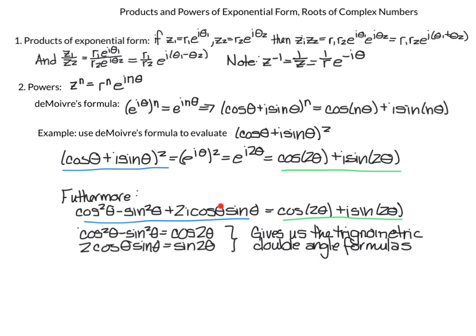Now equating the real part of the left-hand side of the equation with the real part of the right-hand side, the real part here is cosine squared theta minus sine squared theta, which will equal cosine 2 theta. Equating the imaginary part of the left-hand side with the imaginary part of the right-hand side, we get 2 cosine theta sine theta is equal to sine 2 theta. So these are our two trigonometric double angle formulas that we derived from de Moivre's formula.